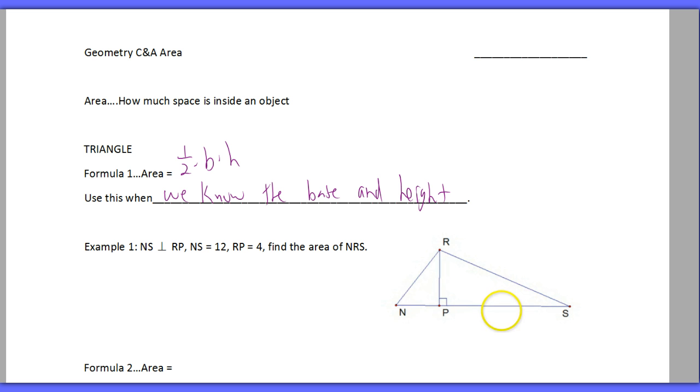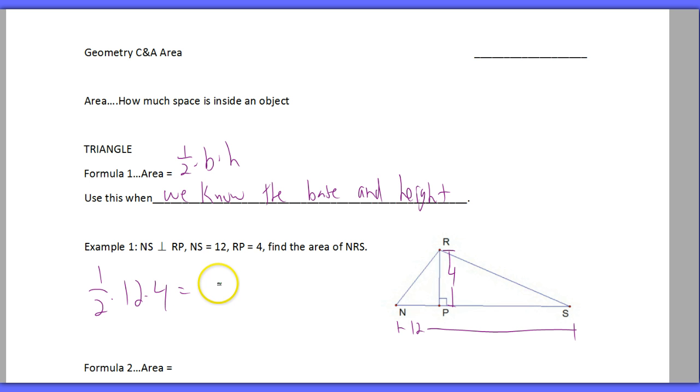We're given that NS is perpendicular to RP. There we have the right angle in there. NS is equal to 12. RP is equal to 4. And since we have a base, and we have the height going from one vertex to this side, we're going to use this formula that we just went through: 1/2 times our base times our height.